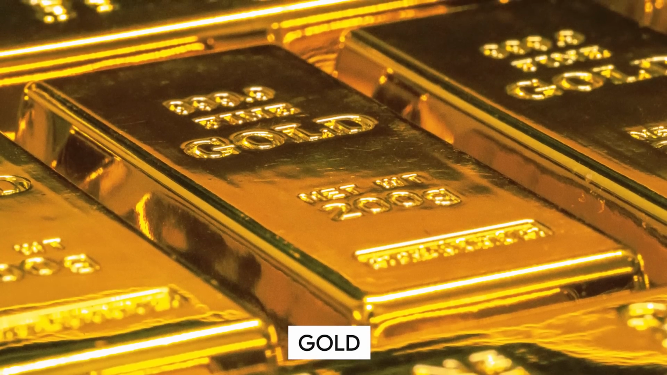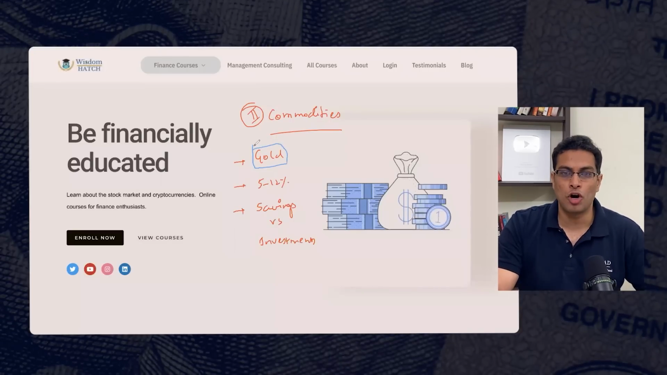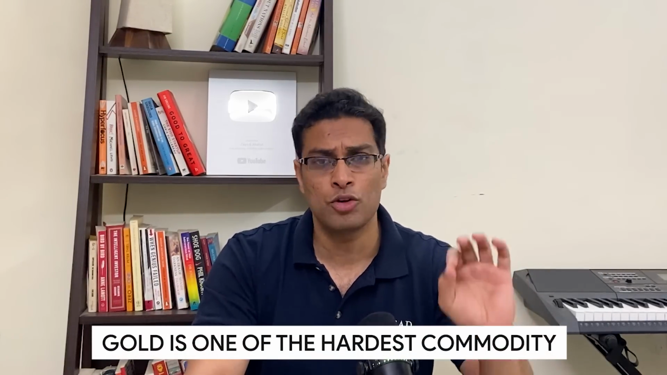Now, there are 2-3 things that you need to remember about gold purchases. In fact, there are a lot of things, but I'll outline some important points. First and foremost, out of all the commodities, for example, copper, silver, diamond, gold is one of the hardest commodities out there. It is very difficult to increase the supply of, very difficult to destroy gold, and it usually retains its value. So this is the first key thing.